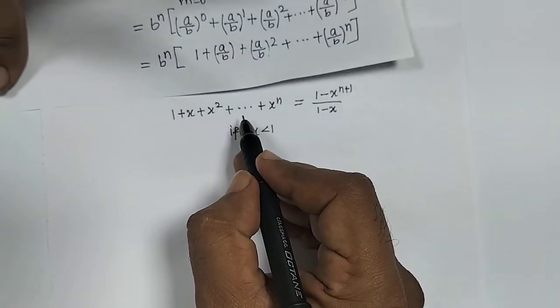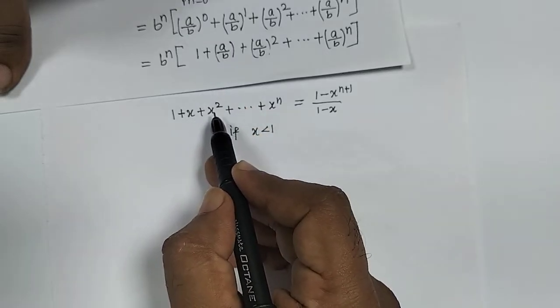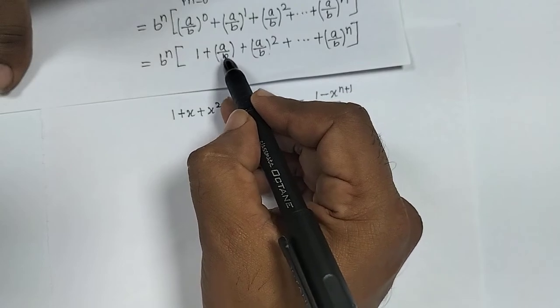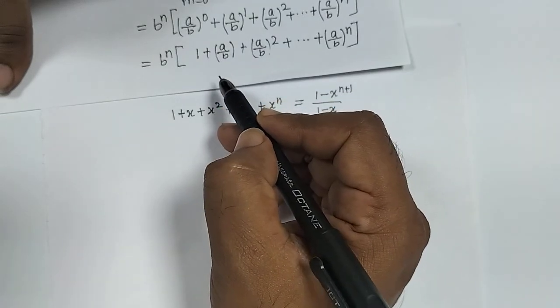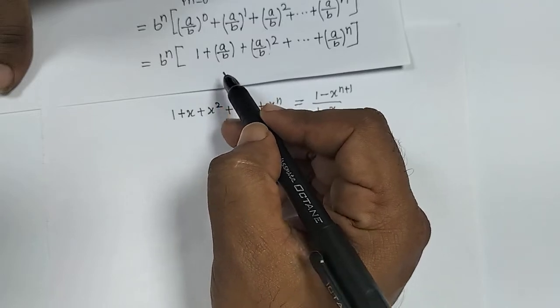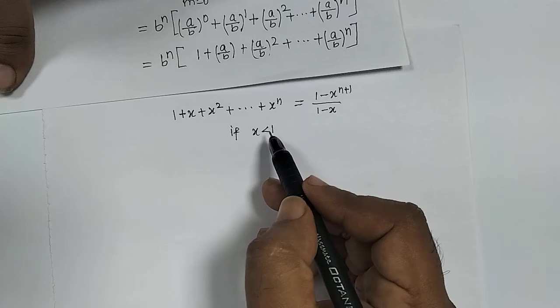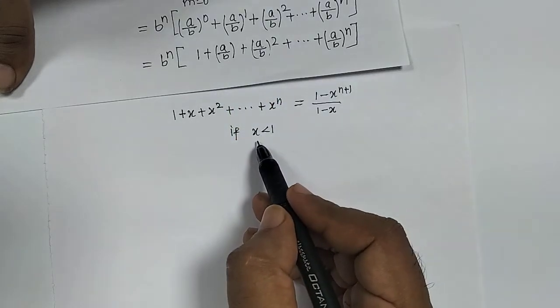You can compare the terms 1 plus a by b, here 1 plus x, like that. Here we don't know what the x value is. Here we generally have a by b, and we don't know the exact value of a by b. If it is, say, 2, now we can compare. An x value less than 1 is not possible. This is the x greater than 1 form, because consider this a by b as x.